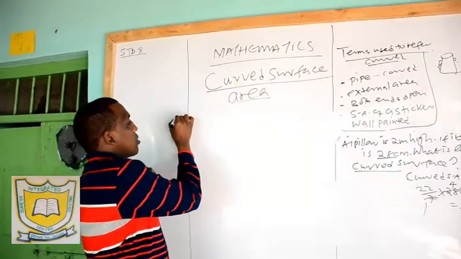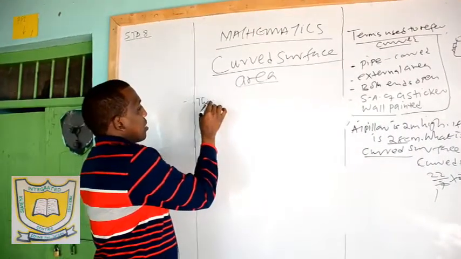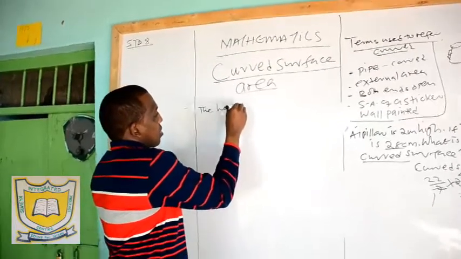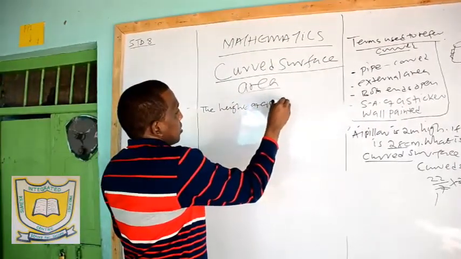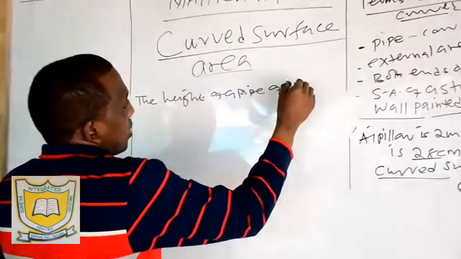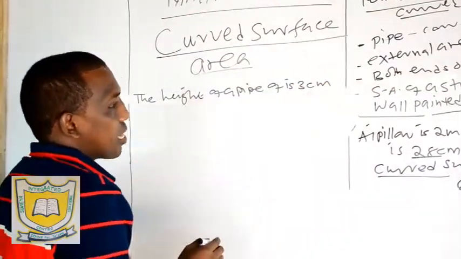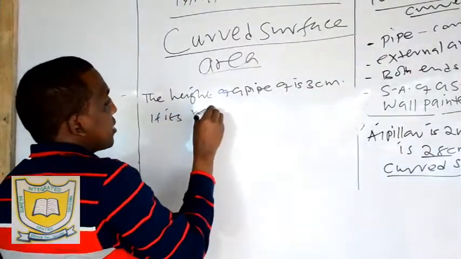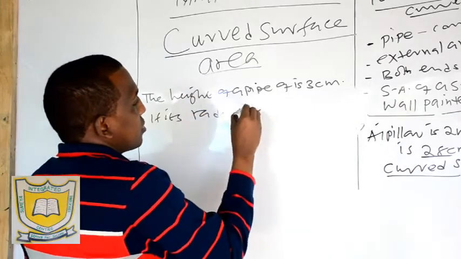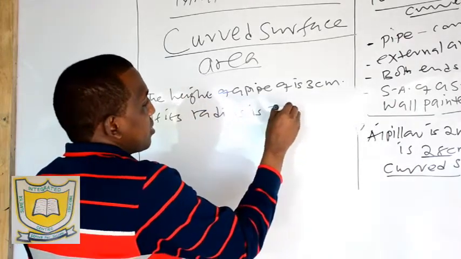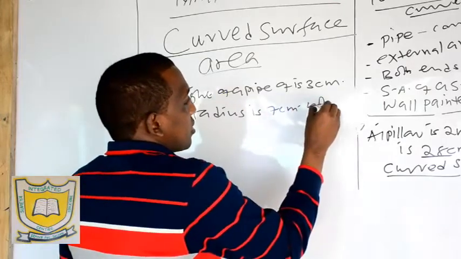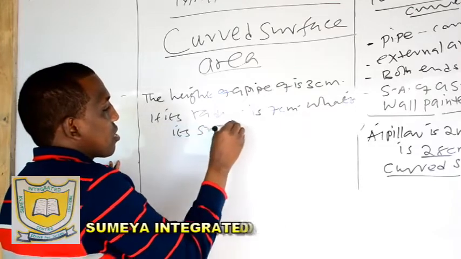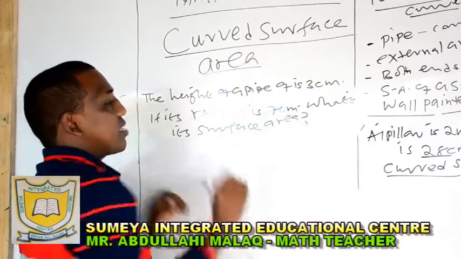So let us see another one. The height of a pipe is 3 centimeter. If its radius is 7 centimeter, then they ask, what is its surface area?